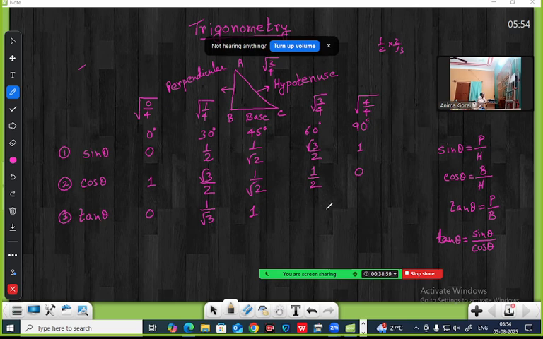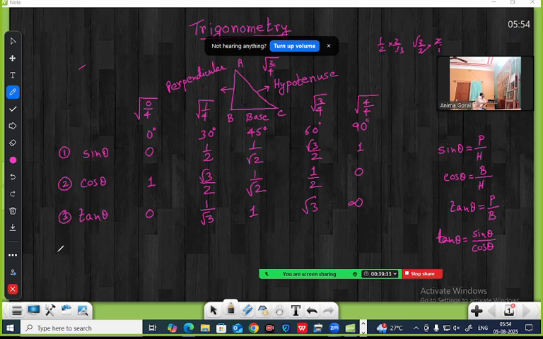And tan 60 degree is equal to root 3 by 2 into 2 by 1, that is equal to root 3, and tan 90 is 1 by 0, that is infinity, or you can say it is indeterminate, right? These are the various things we will find, the value of sin theta, cos theta, and tan theta, right?